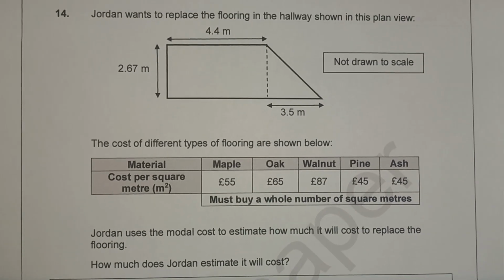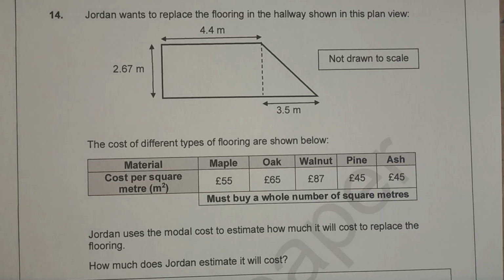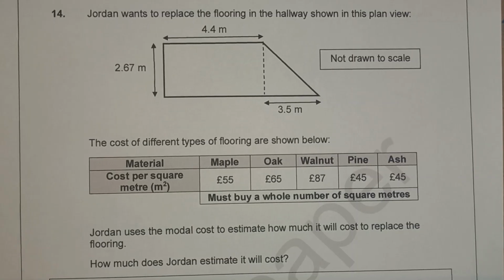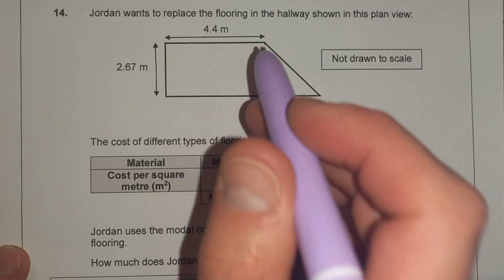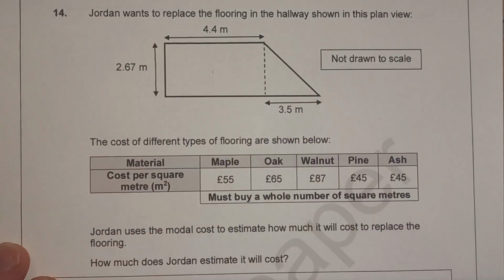And finally, for this paper, we've got question 14. This is a 6-mark question. Jordan wants to replace the flooring in the hallway shown in this plan view. It's a plan view, so it's looking straight down onto it. So we've got measurement here, here, another one here.